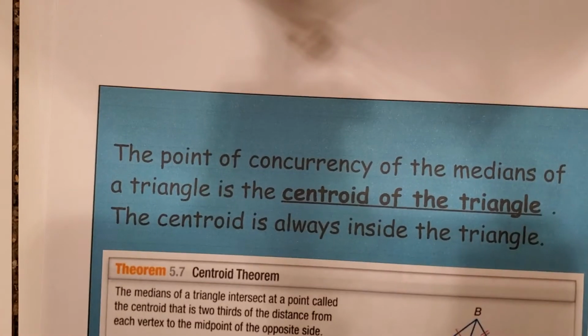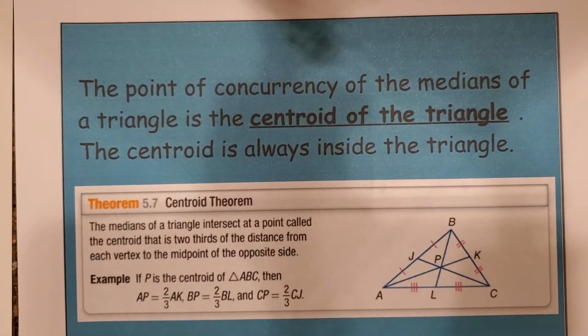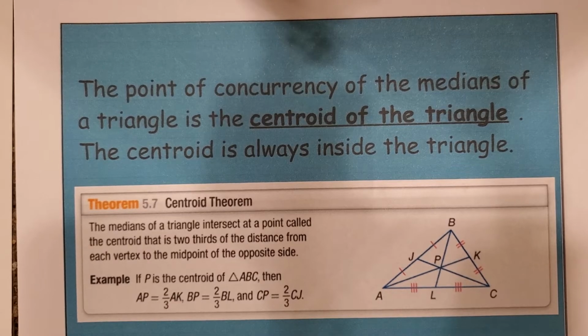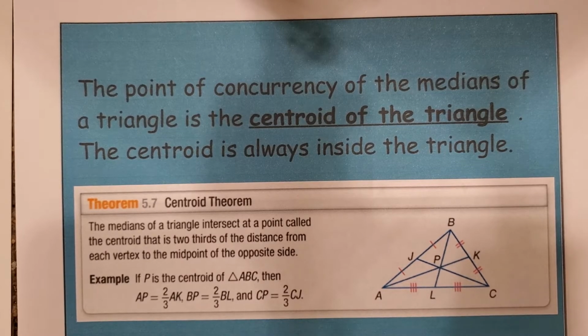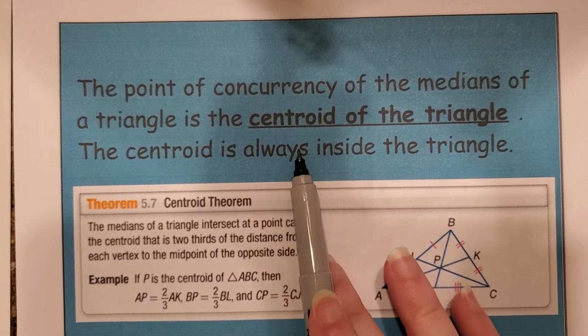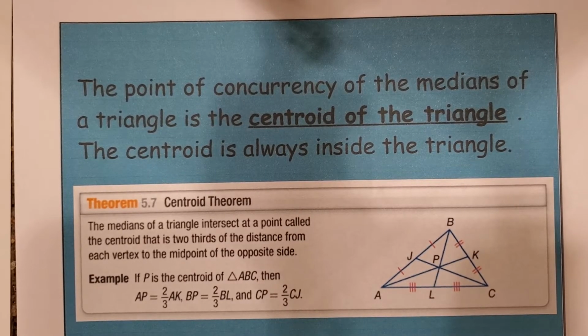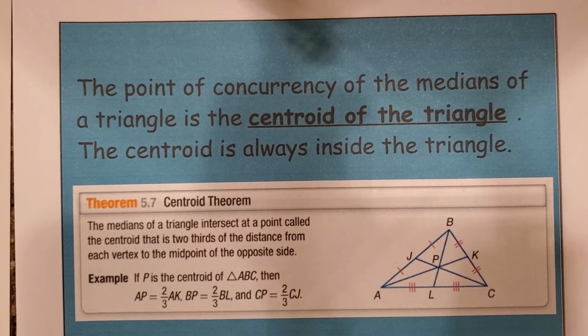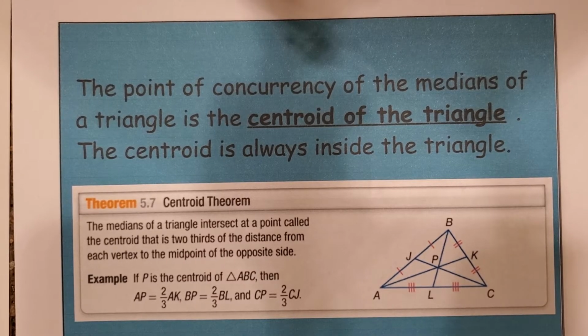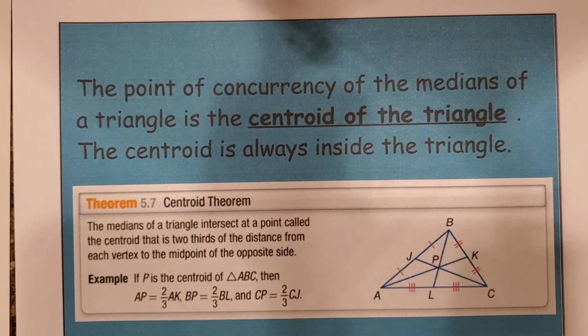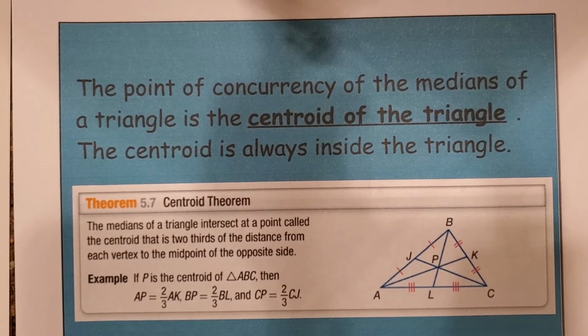It is possible to draw three different medians in one triangle. The medians always intersect inside the triangle. And that intersection point, the point of concurrency, is called the centroid. It's a pretty vocab heavy couple of sections. It just is what it is. But there is a centroid theorem that I think is kind of weird. Probably the weirdest of any of the ones that we talk about.